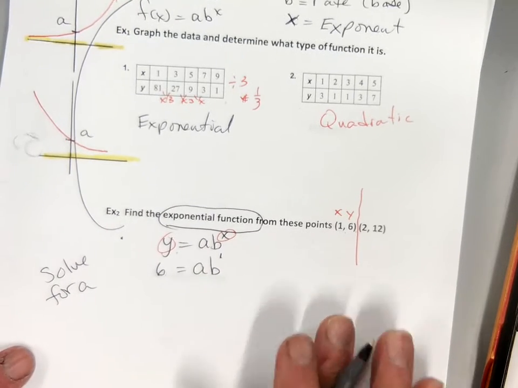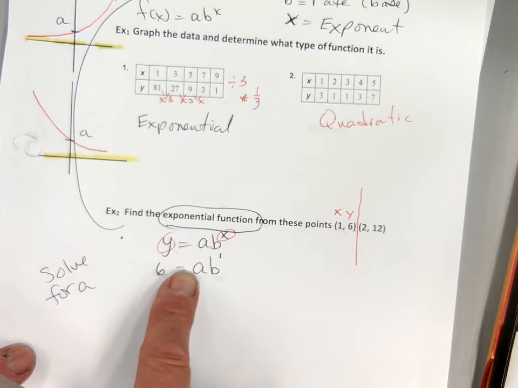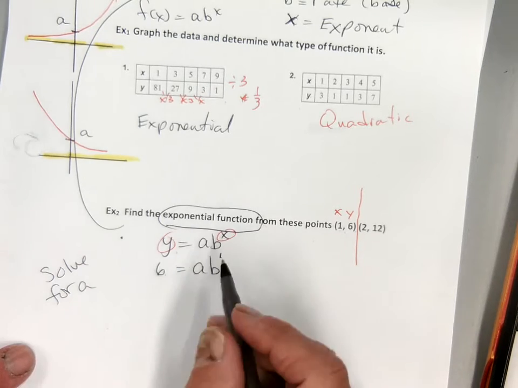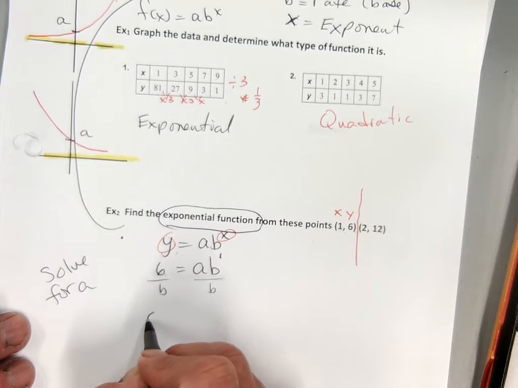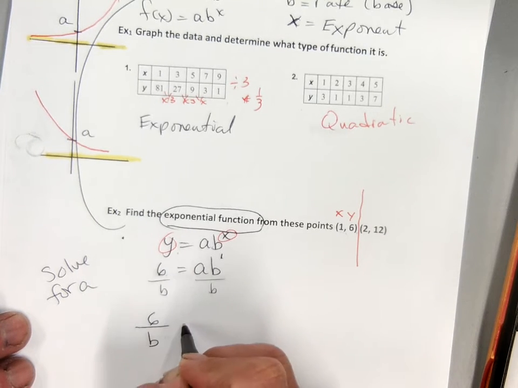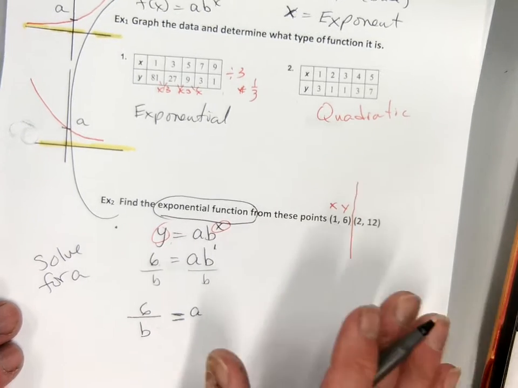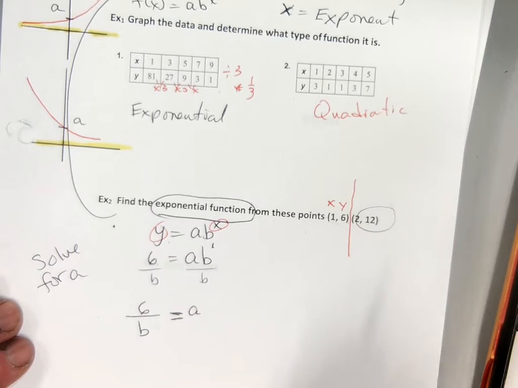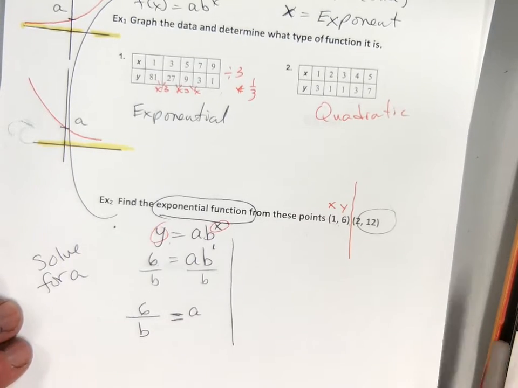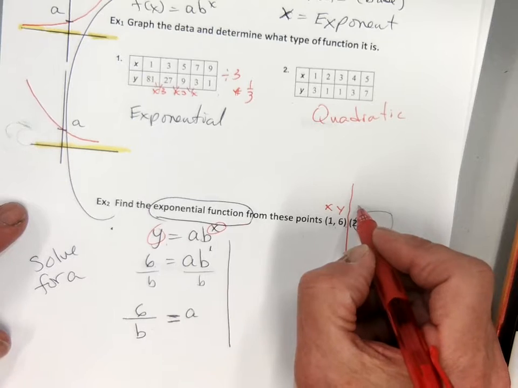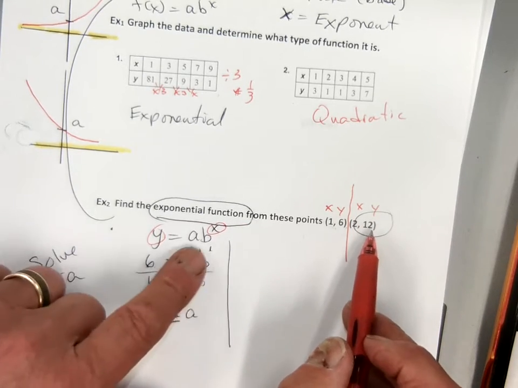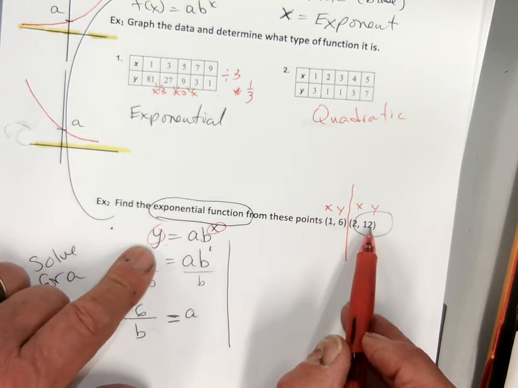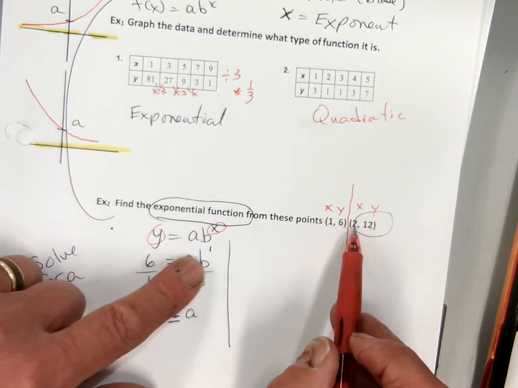I'll solve for a, and the reason I'm going to do that is I want to use that information and substitute it. Not there yet, but I'll show you. So if I solve for a, dividing by b, I'll have 6 divided by b is equal to a. Okay, now how's that going to help me? Well, stop there for a second. I'm going to go back to my second point. So my second point, the 2 and the 12, I can use this formula again, but this time I'll put the 12 in for y and the 2 in for the x.